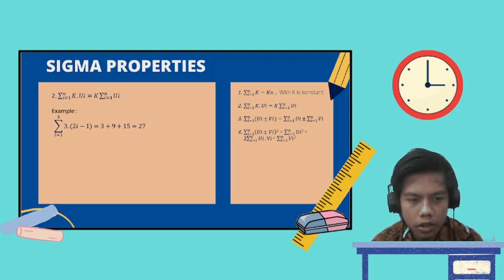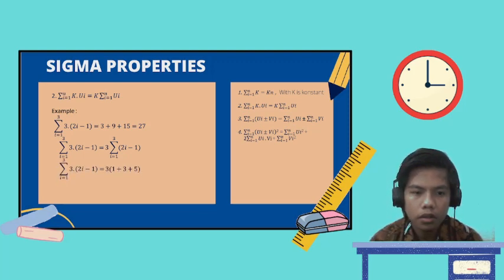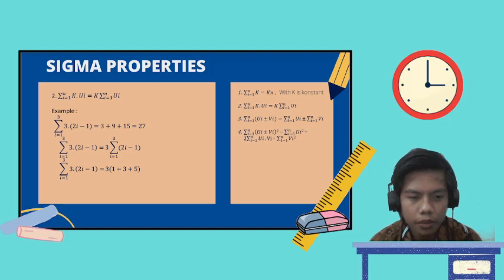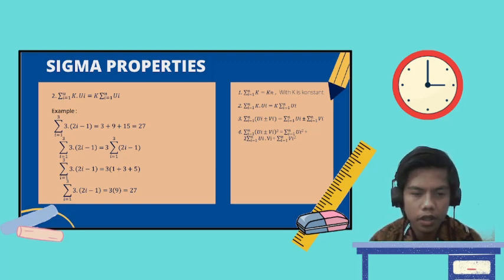And with this property we can write that sigma i equals 1 to 3 of 3 times (2 times i minus 1) equals 3 times sigma i equals 1 to 3 of (2 times i minus 1), and we have 3 times (1 plus 3 plus 5), and we can solve it with 3 times 9, and the result is 27. That's the same result.